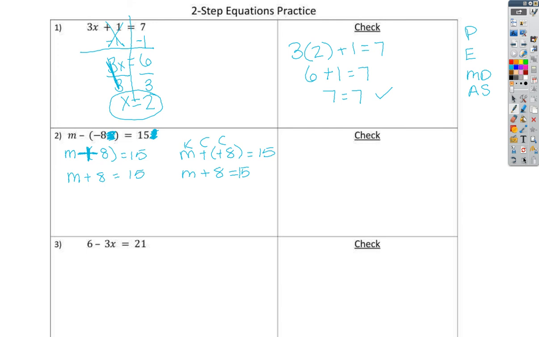So, let's solve. We have m plus 8 equals 15. The first thing we have to get rid of is that constant. So our plus 8, the opposite of plus is minus, so we're going to subtract 8 on both sides. Whatever we do to one side, we have to do to the other. So these cancel out. We're left with m. 15 minus 8, go ahead and type it in your calculator or do it in your head.